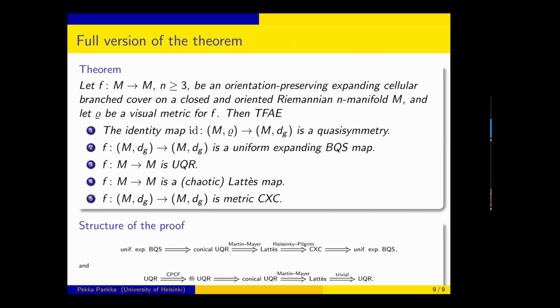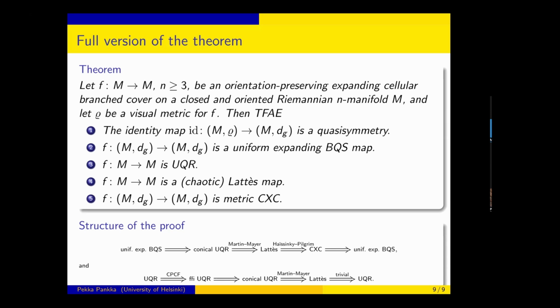So the setting is that we are looking at expanding cellular branch covers. You can write Thurston maps, but this is slightly more general. But you can think that you are looking at Thurston-type maps, and you take a visual metric for the dynamics, and then you have the following 5 conditions which are equivalent.